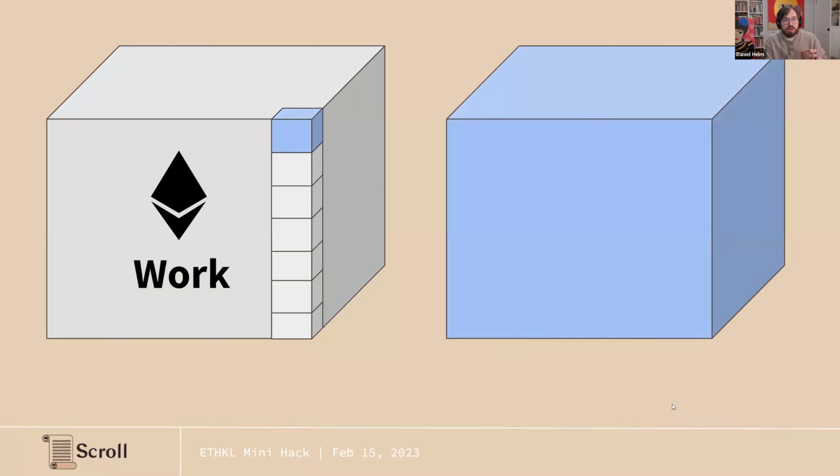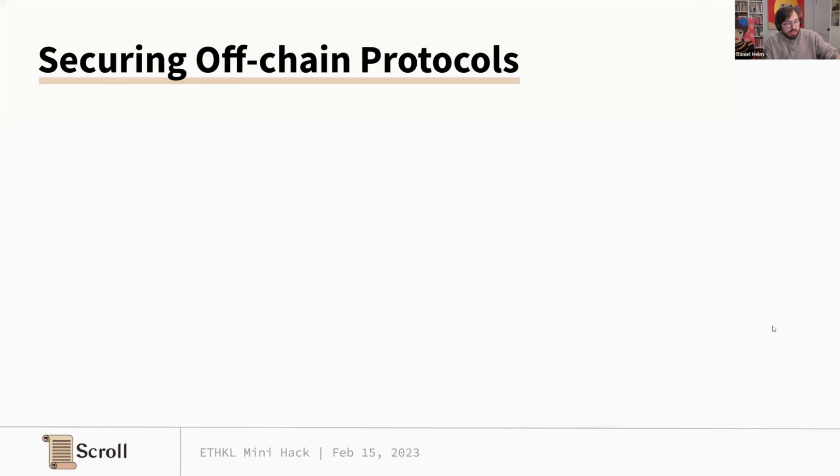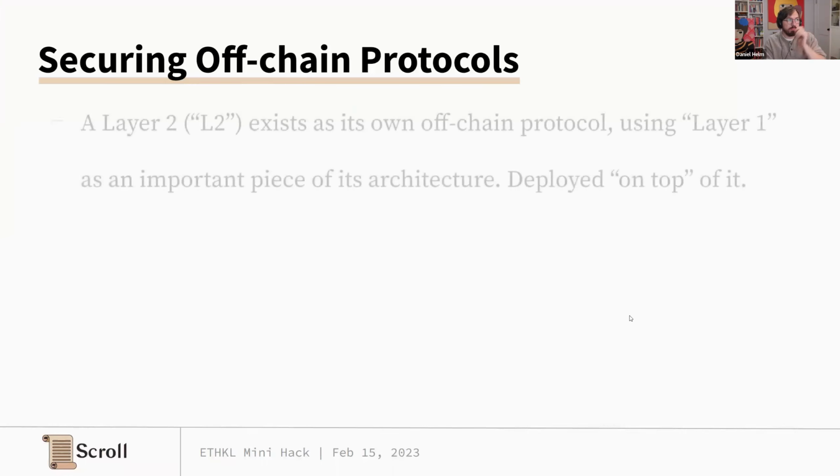we dedicated that chunk just to making sure that some other new network doesn't break its rules, right? We have a whole protocol, blockchain, whatever else, off of Ethereum. We can call this an off-chain protocol, but we dedicate a piece of Ethereum's work to making sure that that protocol isn't lying, cheating, and stealing, that it's following the rules that it's set out to do. And so this is the idea of how we can use Ethereum to secure off-chain protocols.